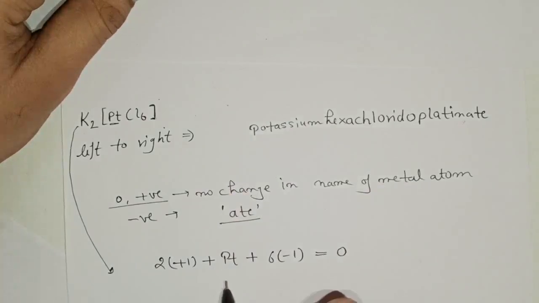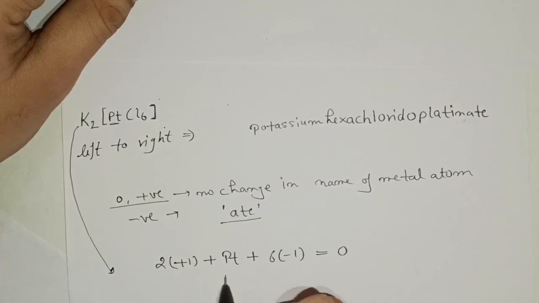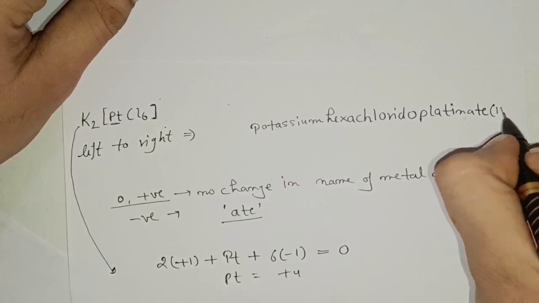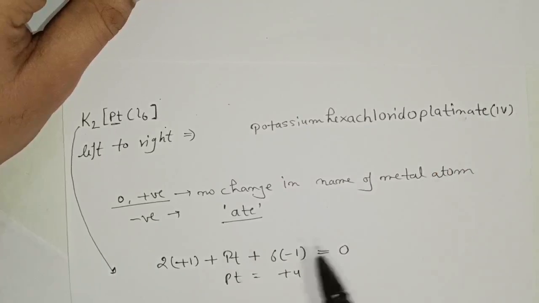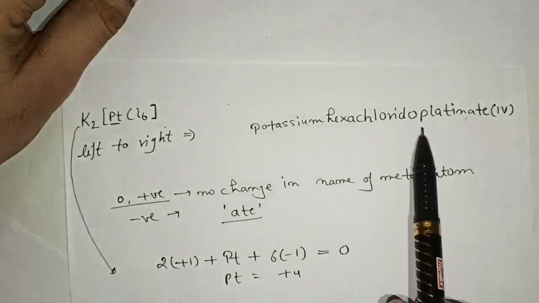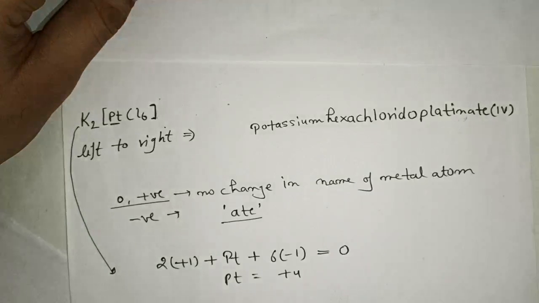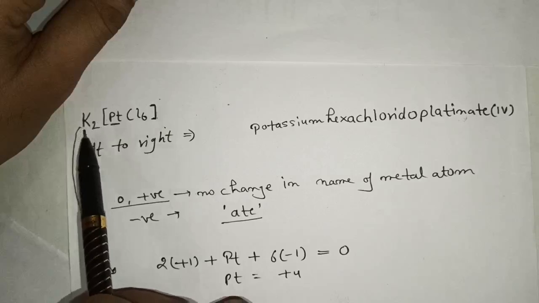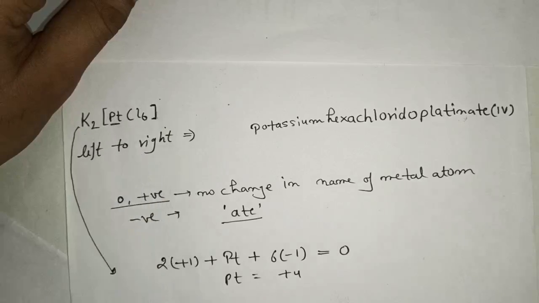Let's calculate it for the platinum. You will get the value +4. So we'll be mentioning 4 over here in Roman. So what is the name? Potassium hexachloroplatinate(IV). We may talk about many more examples. You may solve examples of this kind in which the metal is there, and the coordination sphere has the negative charge.